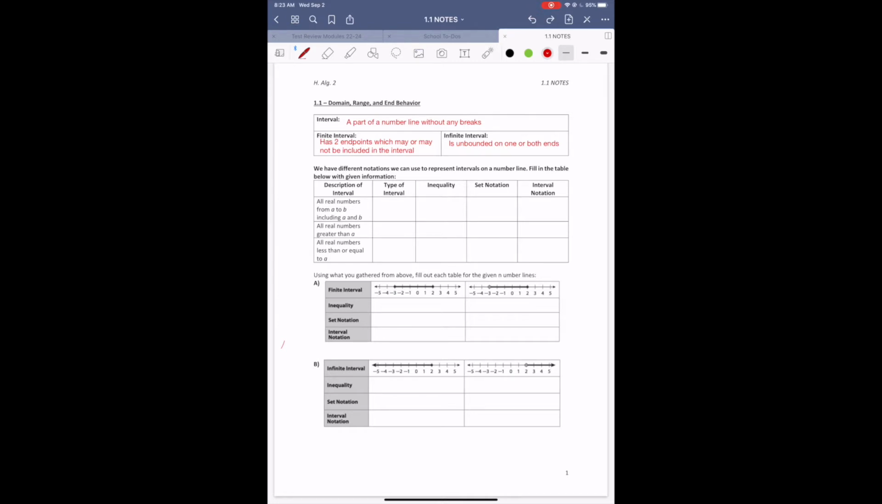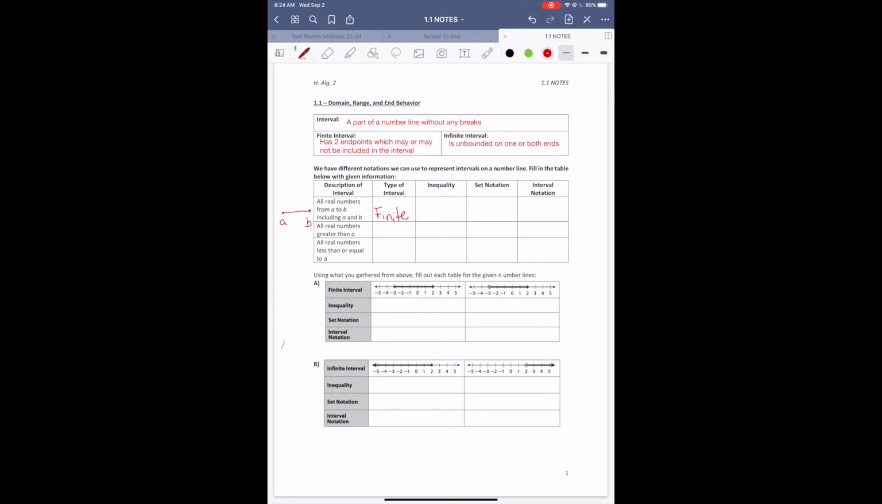All right, so let's go ahead and look at different notations and see how we can use them to represent intervals on a number line. We will fill in the table with the information. So the first description we have is all real numbers from A to B, including A and B. So this means we are looking at a number line that starts at A and ends at B, and they are included. Because we have two endpoints, this would be a finite interval.